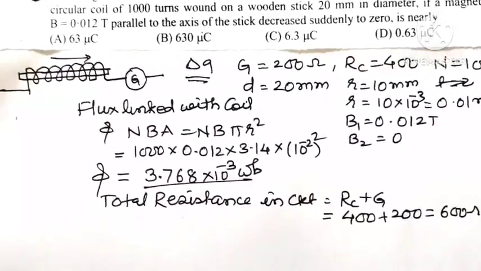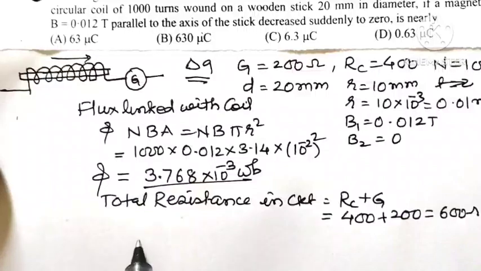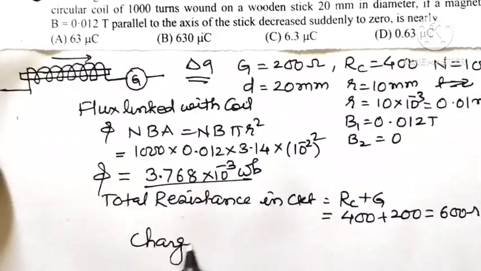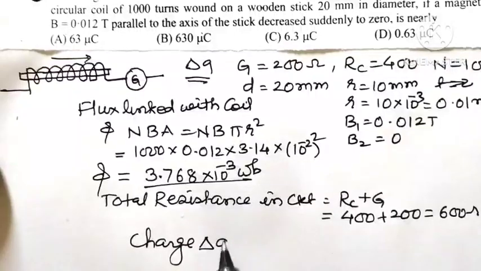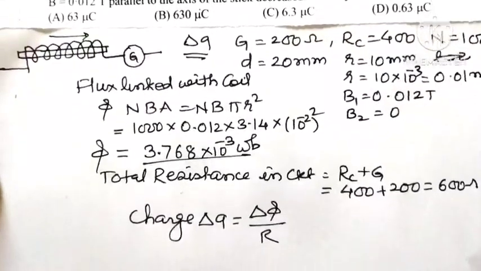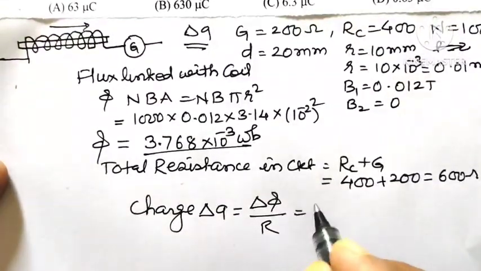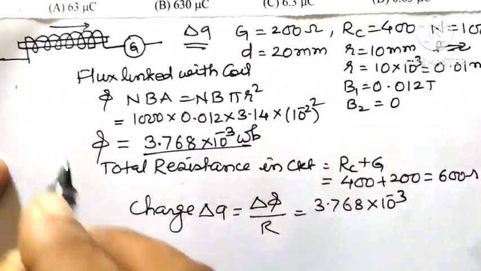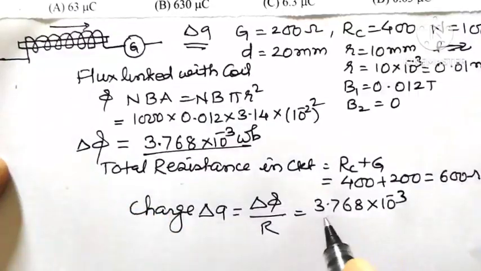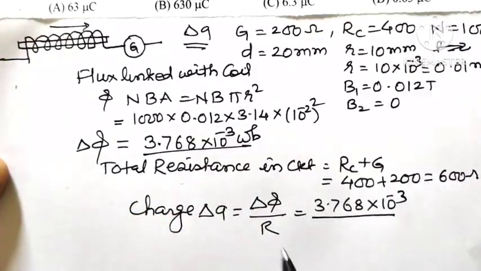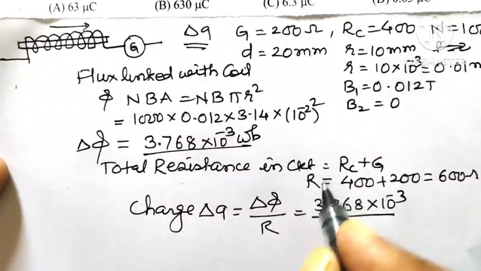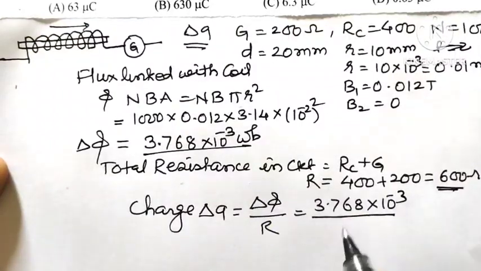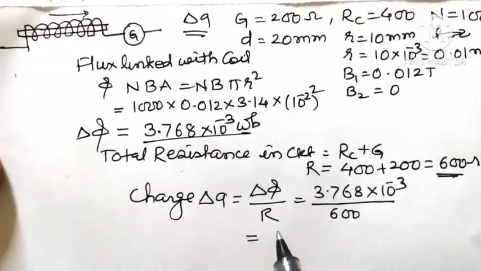Now, according to the principle of search coil, charge delta Q is equal to delta phi, the change in flux, divided by resistance R. That is equal to 3.768 into 10 to the power minus 3, which we had already calculated as the magnetic flux, upon the total resistance R, which is 600 ohm.